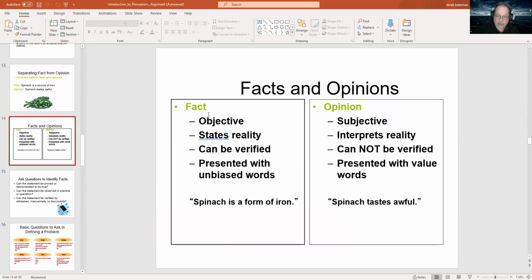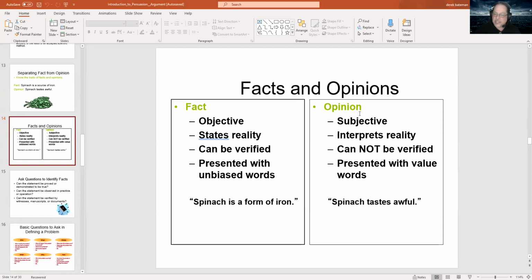Facts and opinion. Again, a fact is objective, it states reality. It, most importantly, perhaps can be verified. We can verify that there is iron in spinach. And it's presented with unbiased words, objective words, not your own personal feelings about it and your own biases.